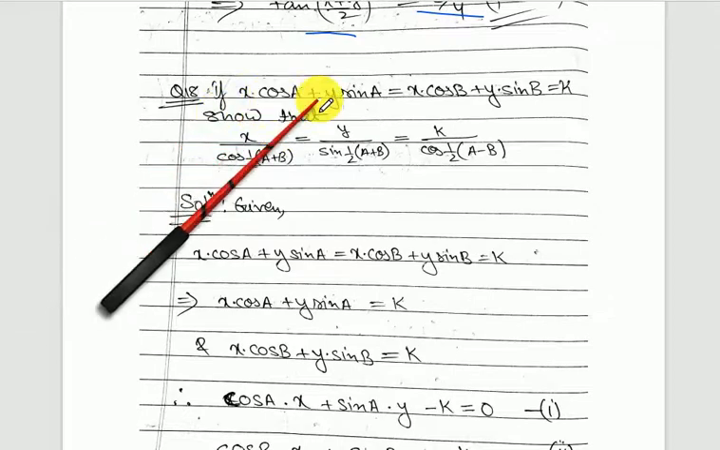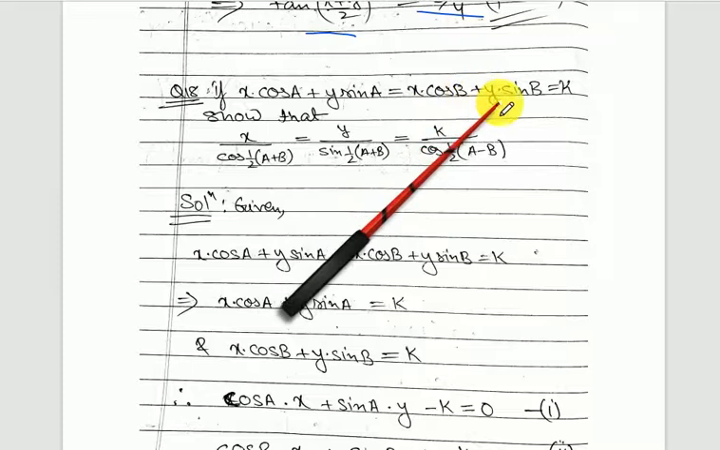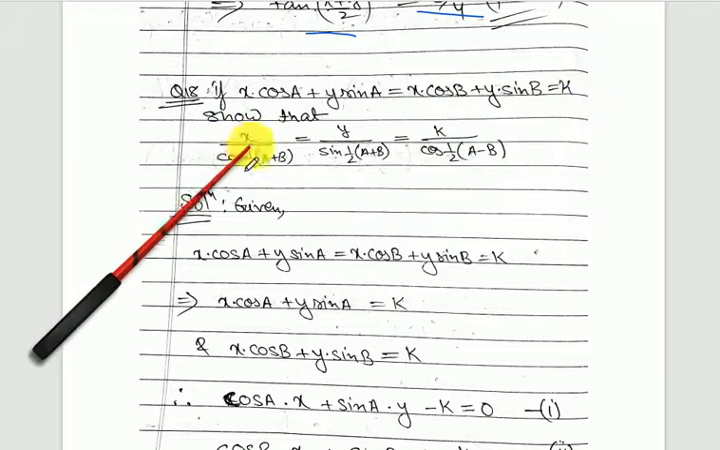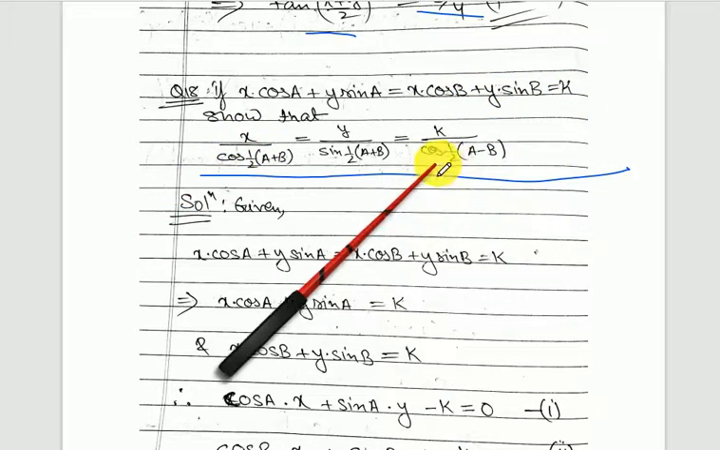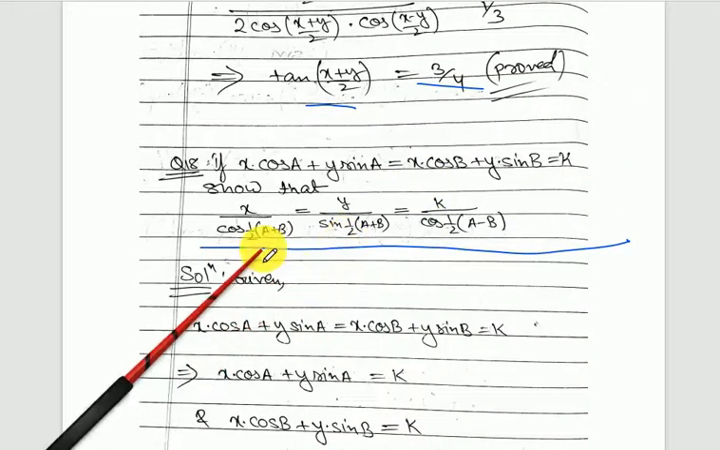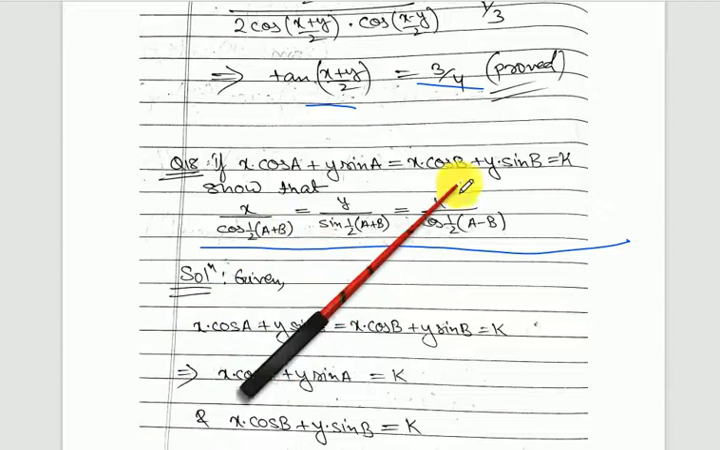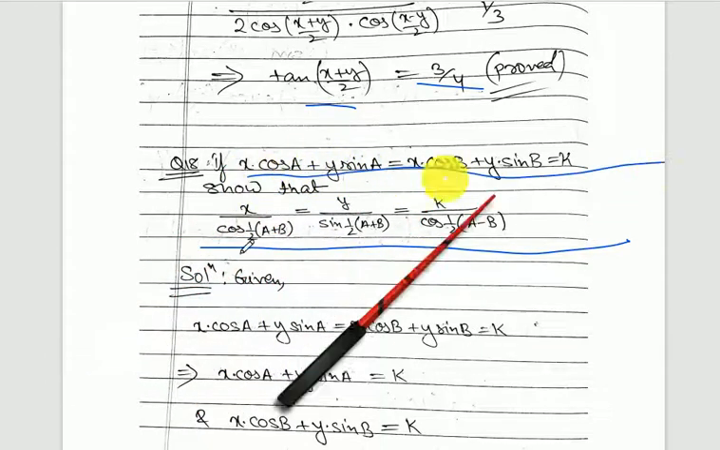If x cos a plus y sin a equals x cos b plus y sin b equals k, show that this. So for this question we'll use the cross multiplication method. Here we are given this, and we have to show this.